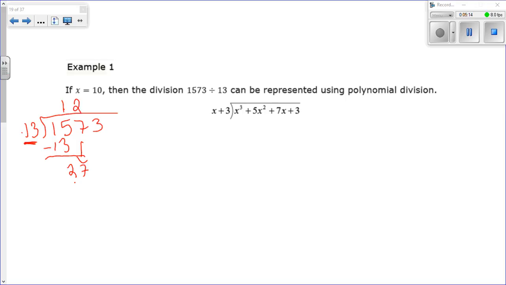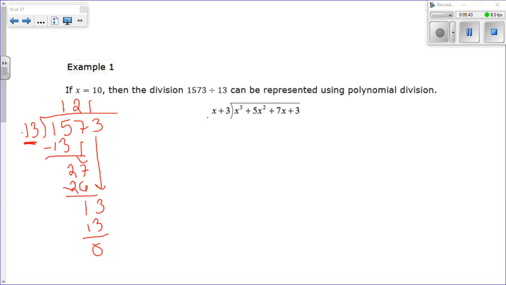There is 2 on top. 2 times 13 is 26. And then I subtract. I get a 1. Bring down my 3. 13 goes into 13 one time. 1 times 13 is 13. And my remainder is 0. Now I can do that same exact process using polynomials.